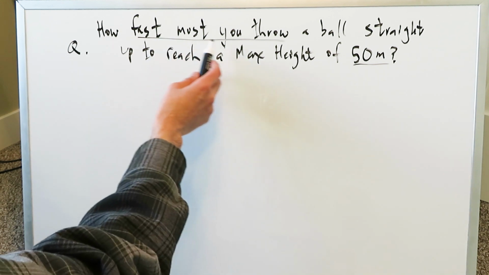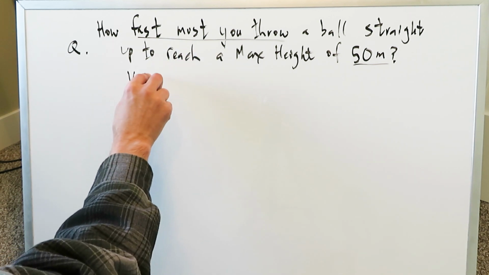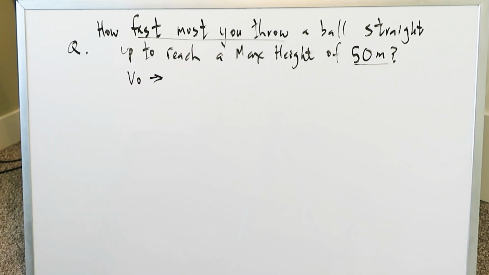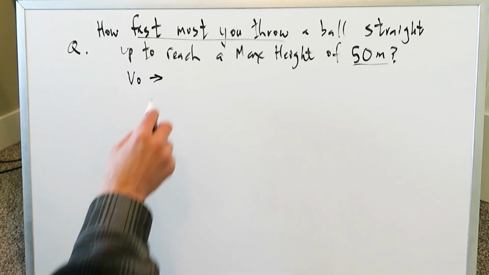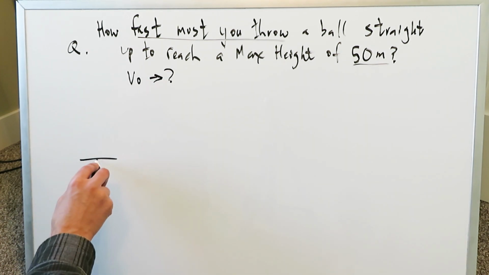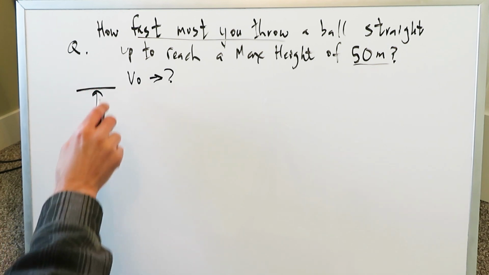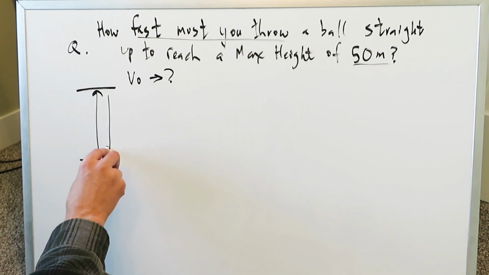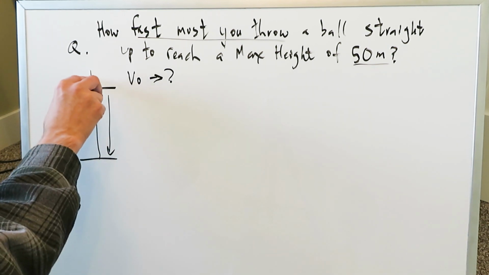What are we asking for? How fast to throw? We're looking for initial velocity. And that's what we need to determine. What is that initial velocity? You're looking at a situation where from the ground you're throwing a ball straight up, it will reach a maximum height before it will turn around and come down. This right here is your maximum height.